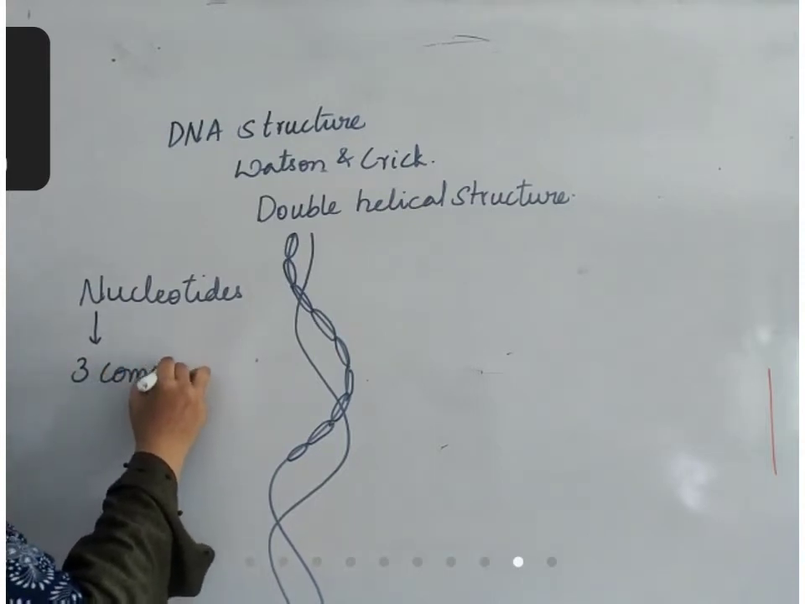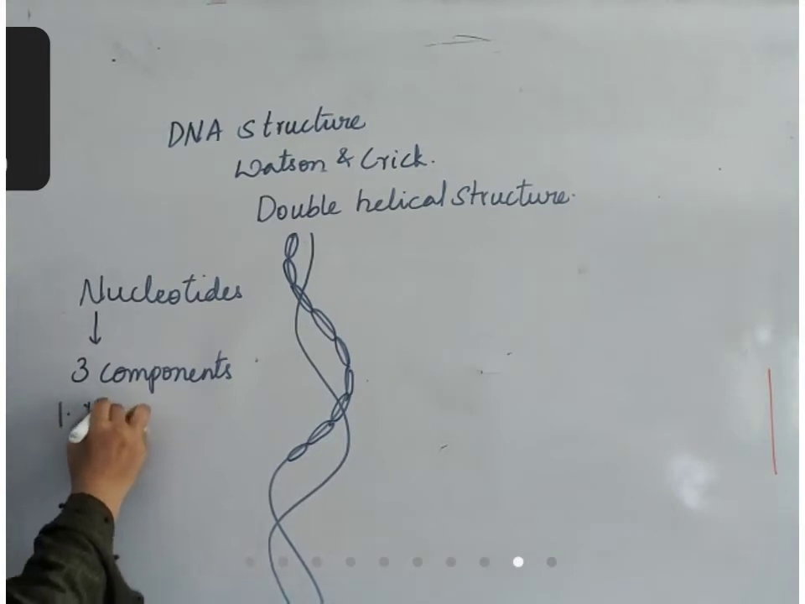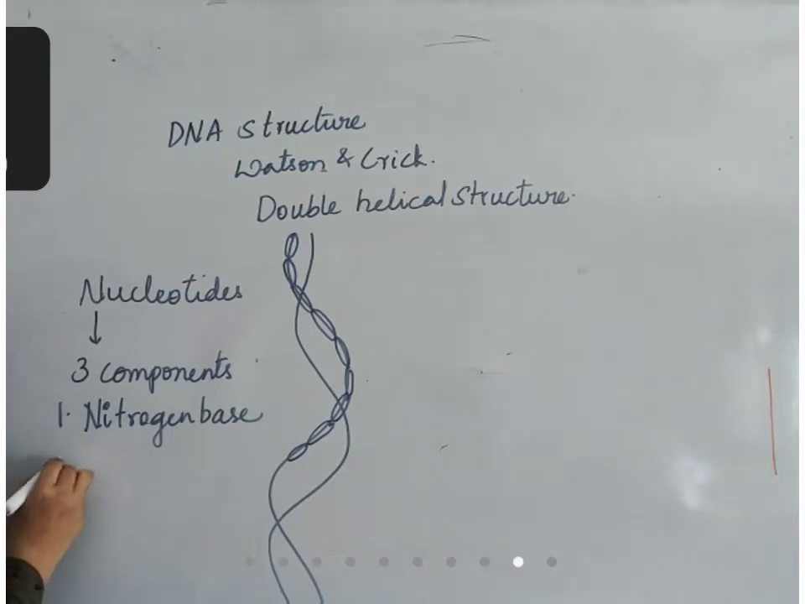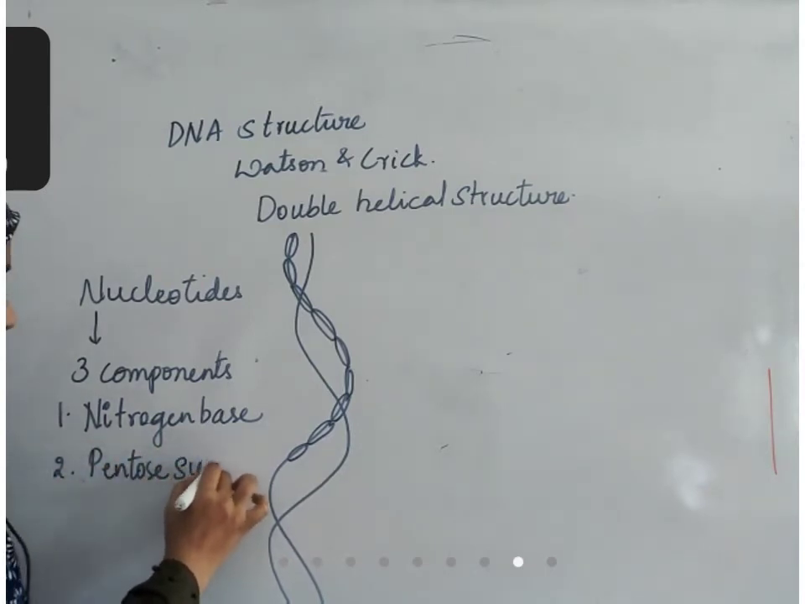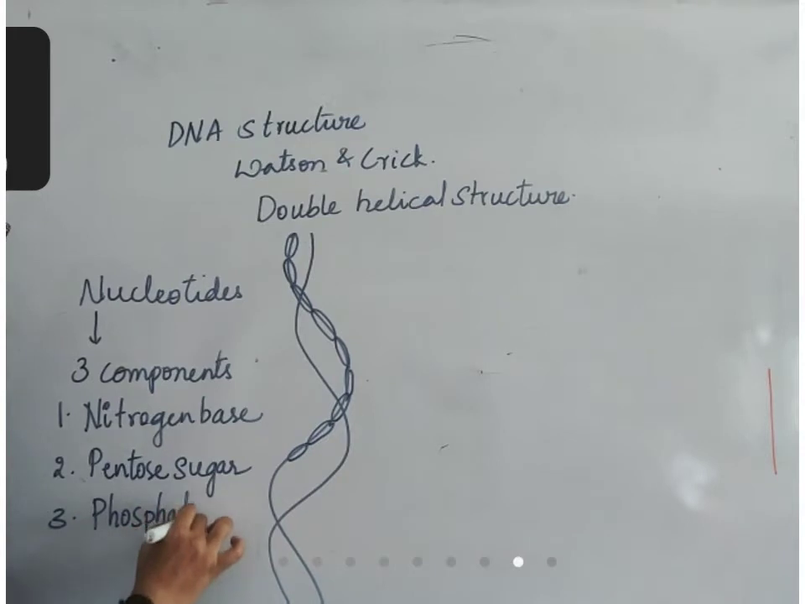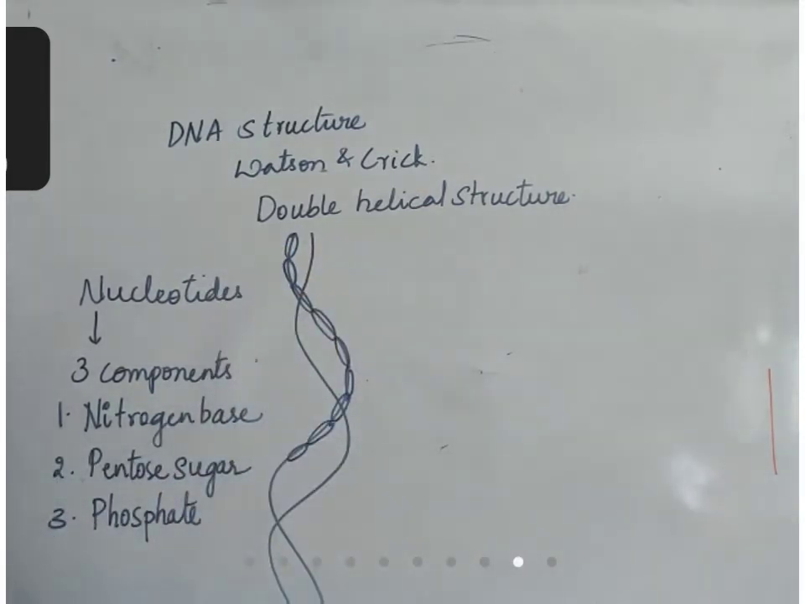What are the three components that are present in nucleotides? First one, nitrogen base. One nitrogen base is present. And second one, sugar, which is pentose. Pentose sugar is present. Third one is a phosphate molecule. These three will combine together to form each nucleotide. The chain of nucleotides forms each strand of DNA.